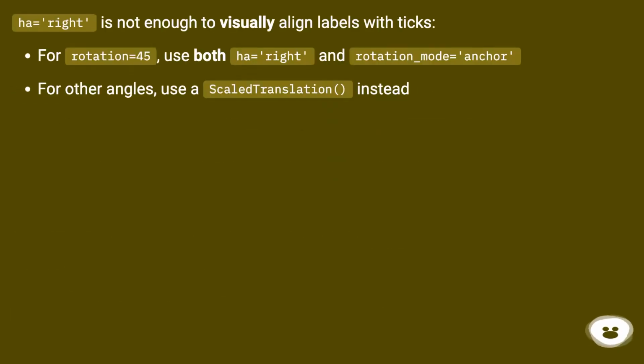ha equals right is not enough to visually align labels with ticks. For rotation equals 45, use both ha equals right and rotation_mode equals anchor. For other angles, use a scale translation instead.